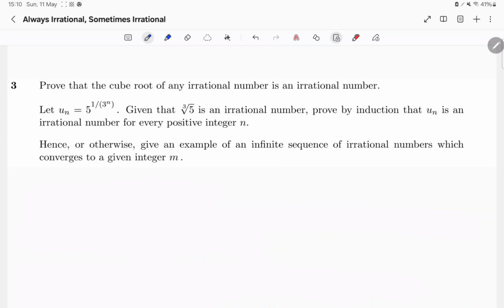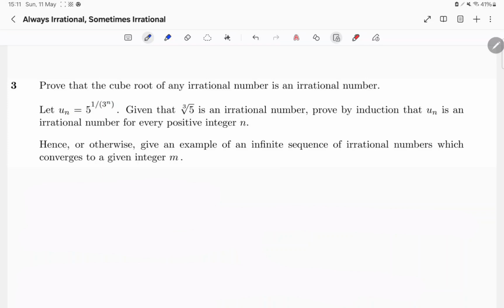Prove that the cube root of any irrational number is itself an irrational number. Let u_n be 5 to the power of (1/3)^n. Given that the cube root of 5 is an irrational number, prove by induction that u_n is an irrational number for every positive integer n. Hence, or otherwise, give an example of an infinite sequence of irrational numbers which converges to a given integer m.